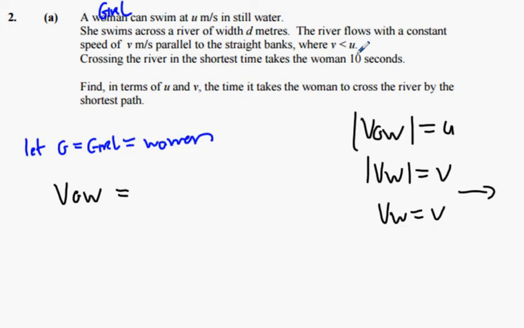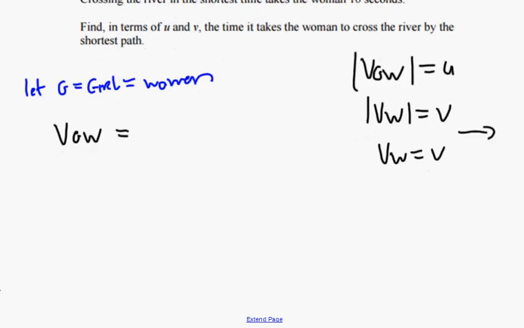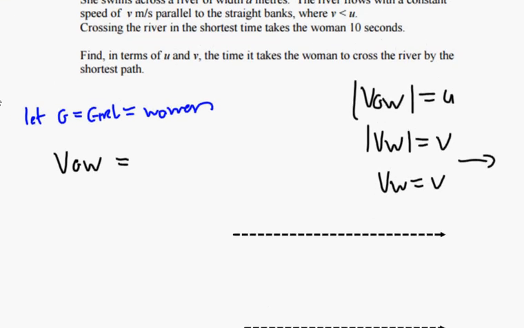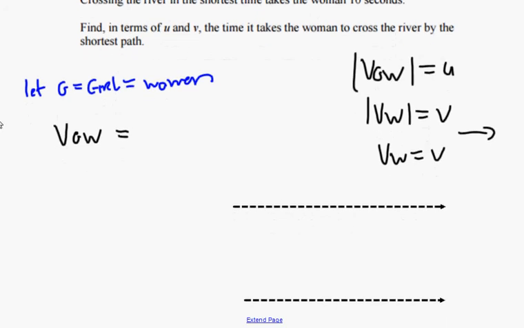What does that mean? If the flow of the river is slower than the girl, what does that mean? She can go straight across. She has the capability to go straight across. Crossing the river in the shortest time takes 10 seconds. Find, in terms of u and v, the time taken for the woman to cross the river by the shortest path. So you have velocity v going in this direction here.